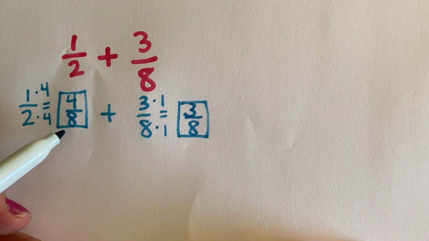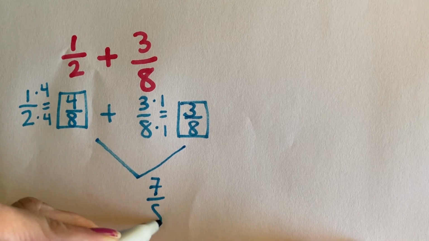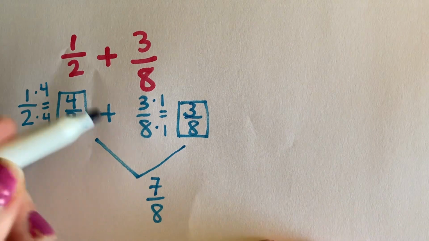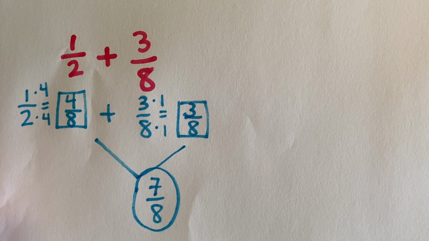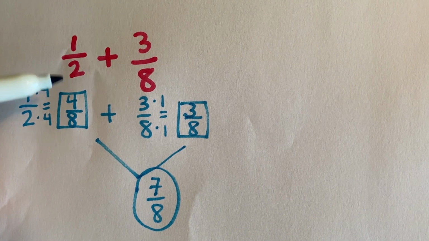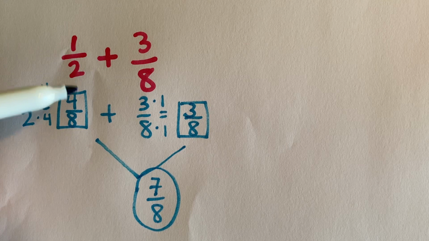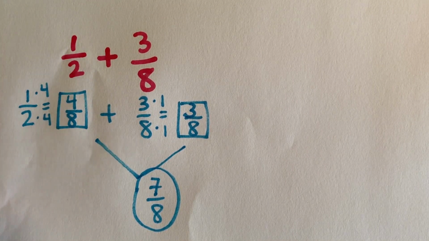So 4/8 plus 3/8 would give us 7/8. That's proper, so we don't have to mix it, and it's not reducible, so 7/8 would be the final answer. So I just added this video to our collection in case you're the type of person that doesn't want to always multiply the denominators. You could have made it 16, but you can keep it smaller by making it 8.